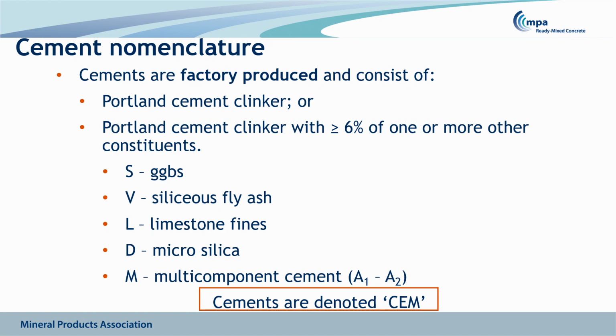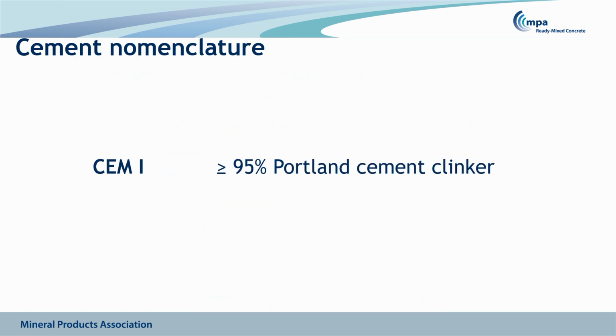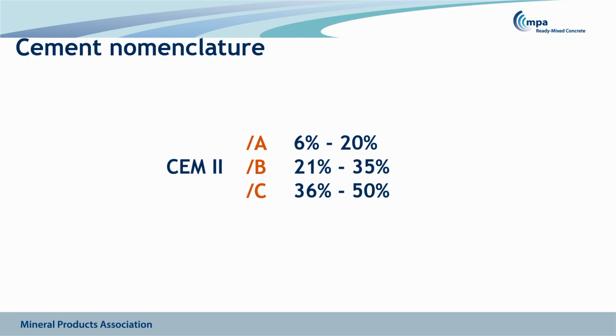These cements are always denoted CEM. So CEM 1 contains greater than or equal to 95% Portland cement clinker. CEM 2 can be A, B or C. All that letter is doing after the forward slash is telling you the proportion. So CEM 2A has between 6 and 20% of additions. B, 21 and 35, and C, 36 and 50.